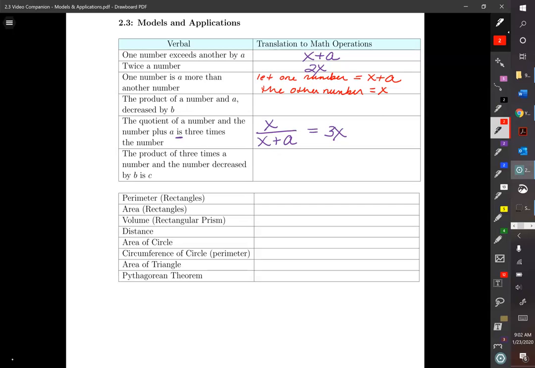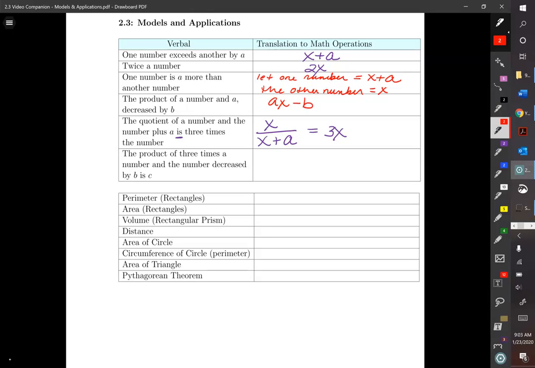So this next one, the product of a number and a decreased by b. So if our number was x, we would have a times x as our product, and then decreased by b. So it would be ax minus b. The 1, 2, 3, 4, 5th row down I already did.